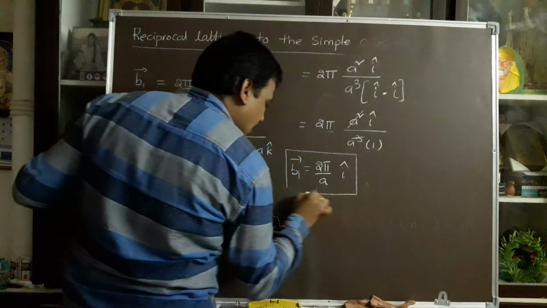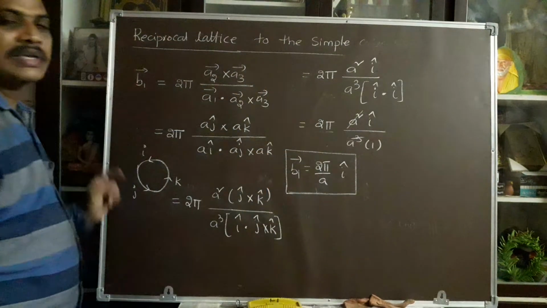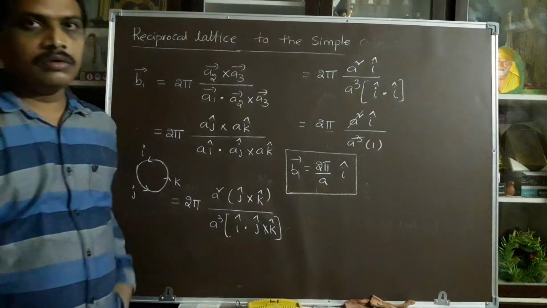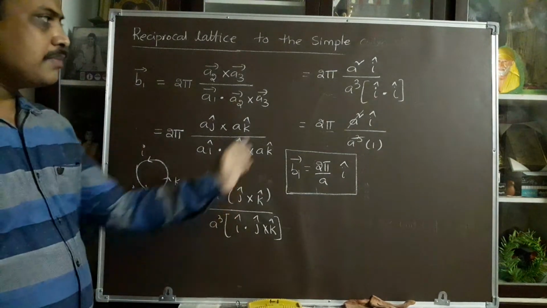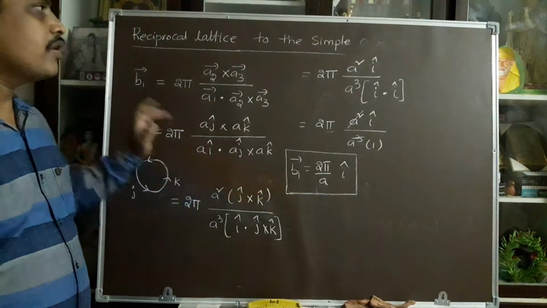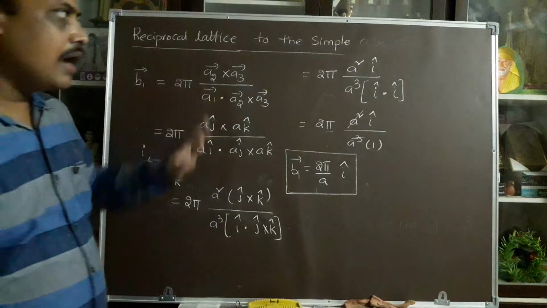The reciprocal lattice of the simple cubic structure, in the x direction, gives the result 2 pi by a into i cap. In a similar way, b1 bar is completed, and you can calculate b2 bar and b3 bar.